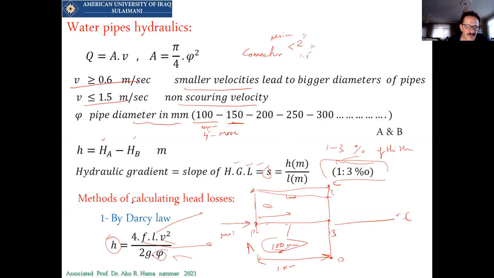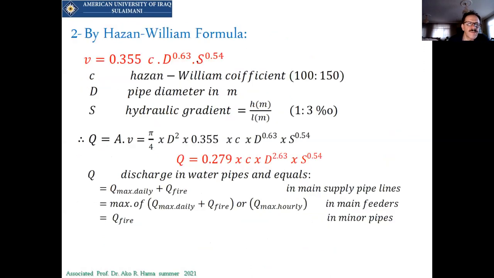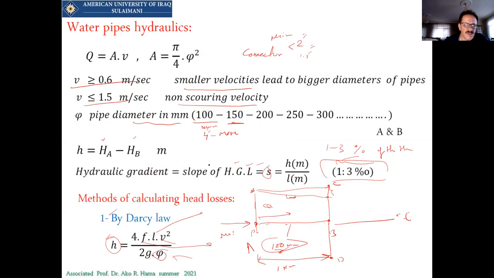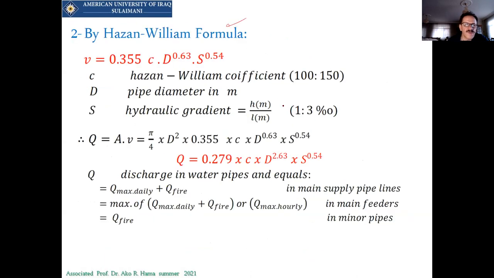For the methods, first of all, we have the Darcy flow equation. This is one of the equations. And we have the Hazen-Williams formula. It's also used for designing the networks. In the Darcy-Weisbach equation, the DW equation, we have this friction factor, which depends on the Reynolds number and the roughness of the pipe. While the Hazen-Williams formula depends on the diameter of the pipe and the S, which is the hydraulic grade line slope. This is what I told you, it should be between 1 to 3%.